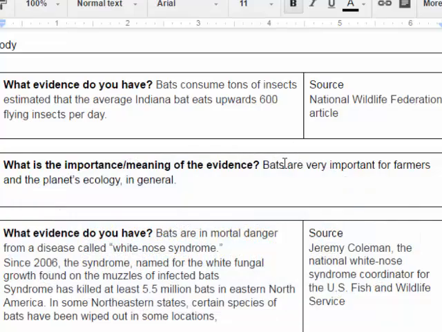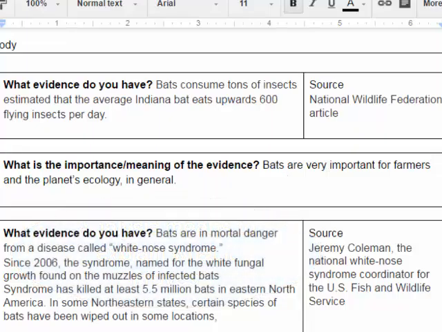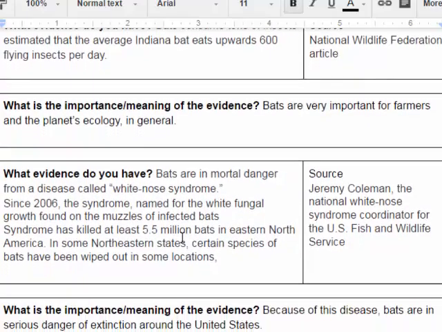Now the next part is to explain, what does that mean? And so this is where you do your analysis. Bats are very important for farmers and the plant's ecology in general. Okay, so that's the first part. The next part is, again, what evidence do I have? Bats are in mortal danger from a disease called white nose syndrome. Okay, specifics, white nose syndrome.